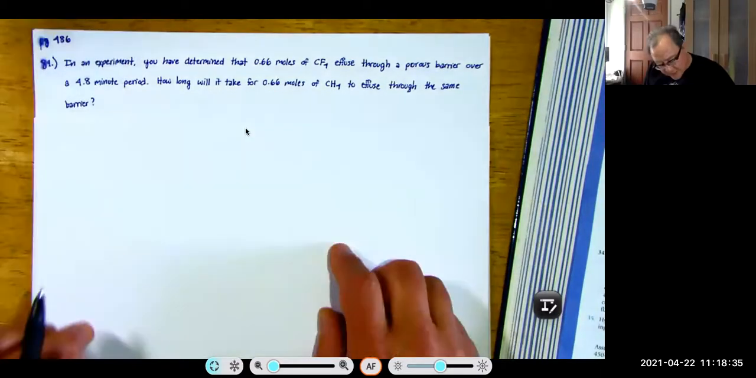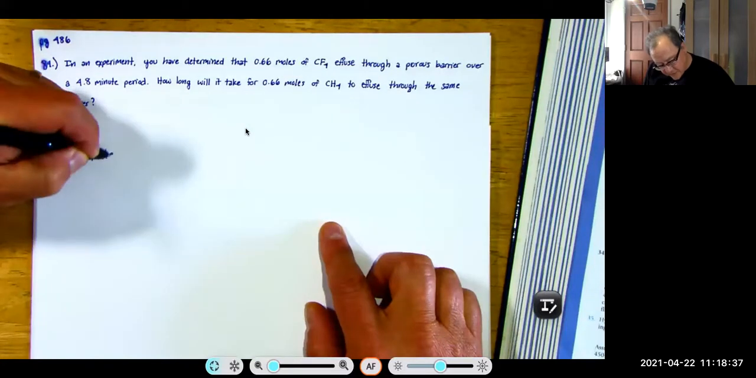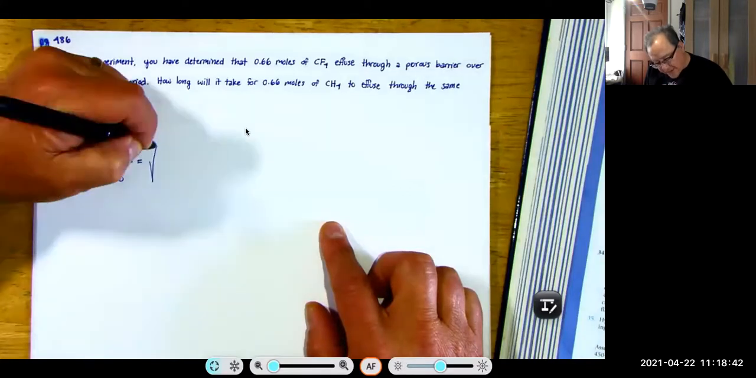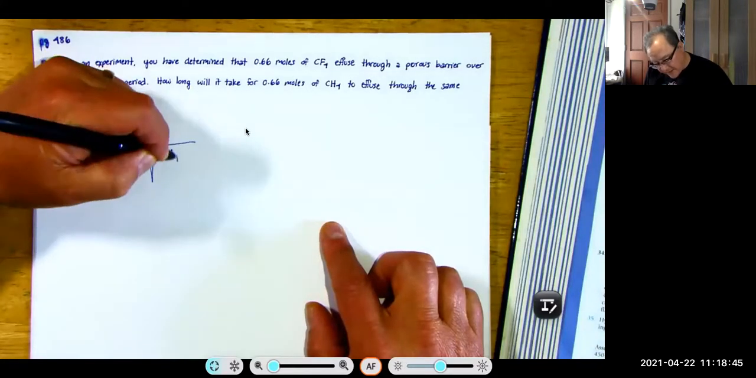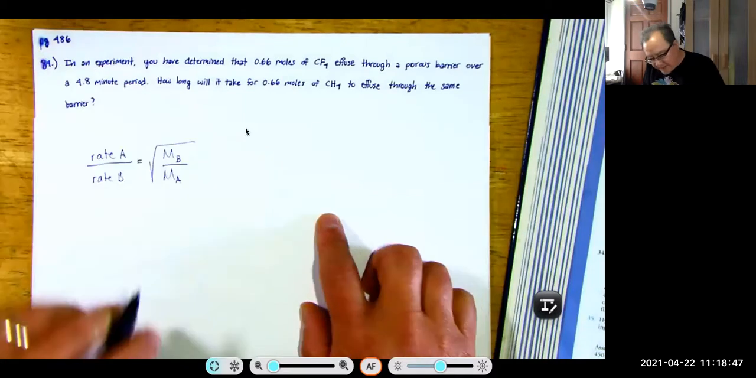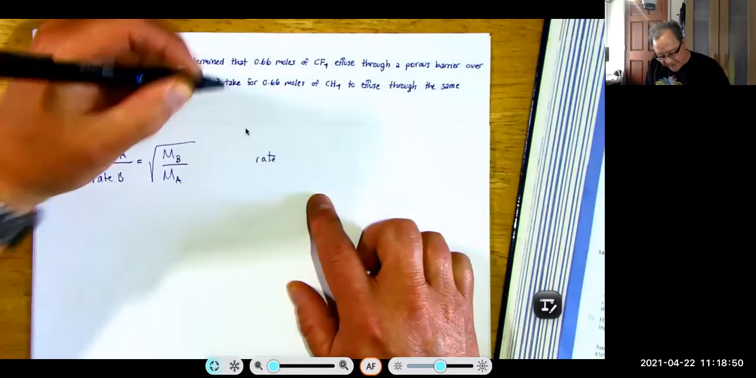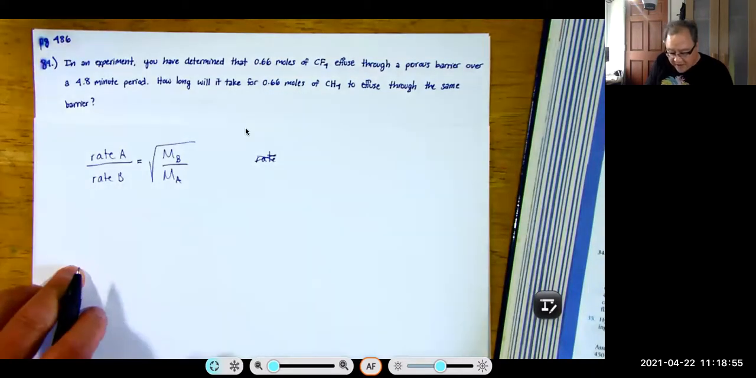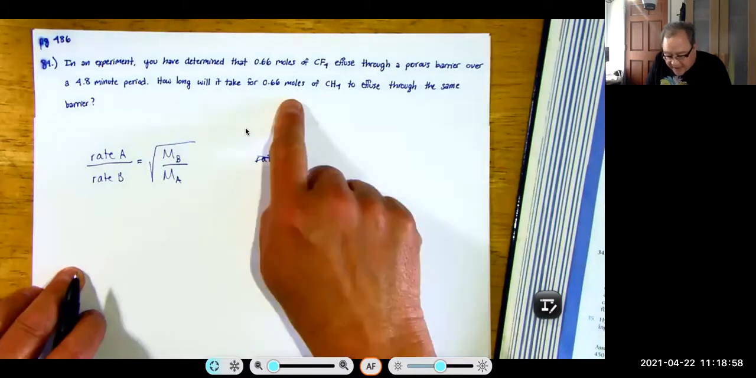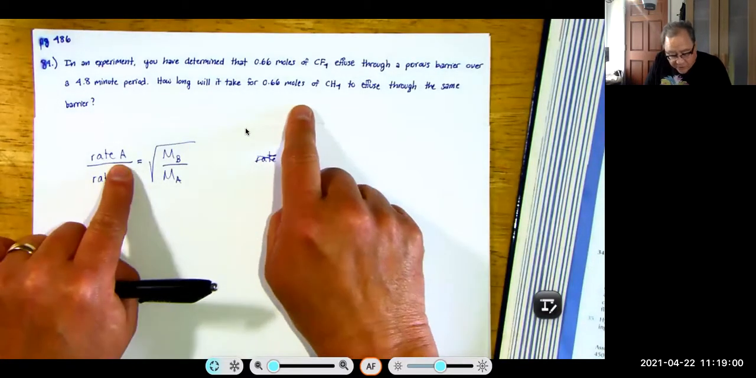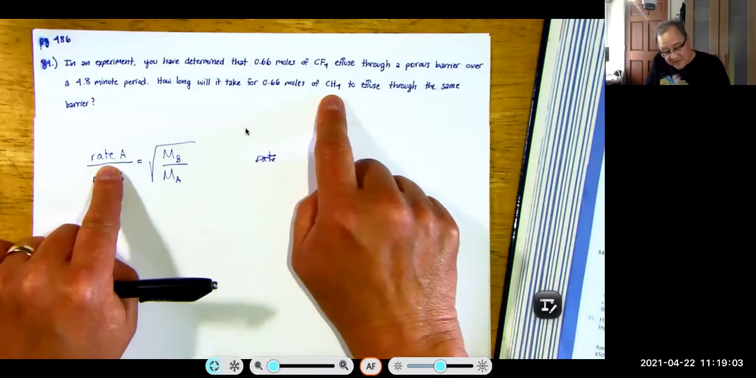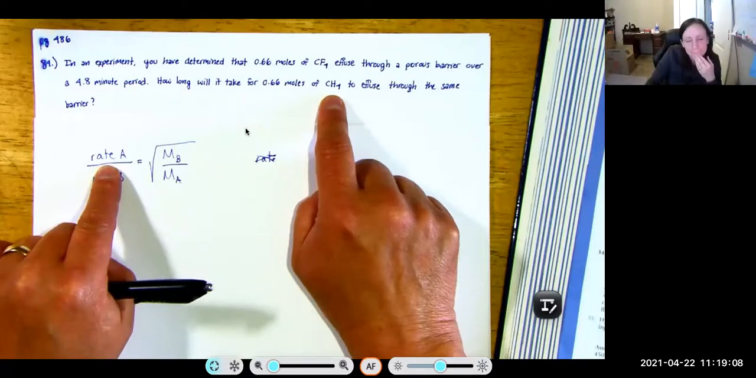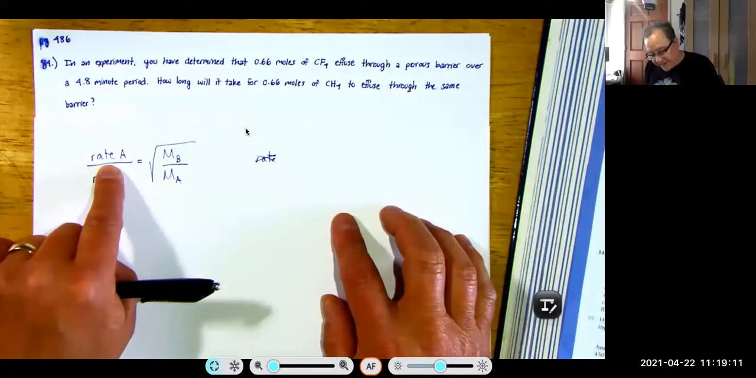If I remember right, it's the rate of A over the rate of B is equal to the square root of the molar mass of B over the molar mass of A. Okay, so I think that maybe we want to say that CH4 is going to be the rate of A, because that seems like what we're solving for, right? So let's figure out the molar masses of each of these.